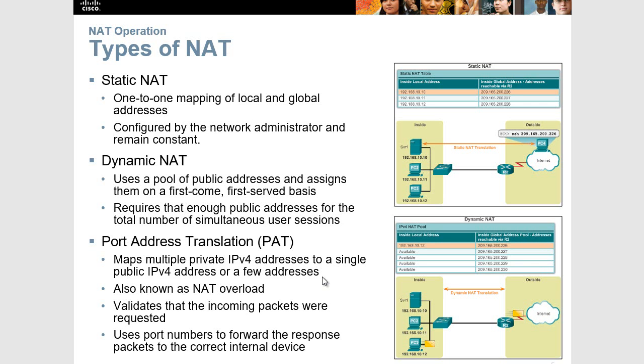It's just that port address translation is able to map multiple private IP addresses to one public IP address by using ports to keep track of traffic. Okay, so we'll take a look at that a little bit more later. That's basic. That's the basis of it. You're using ports to keep track of traffic.